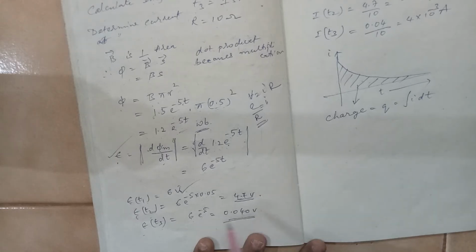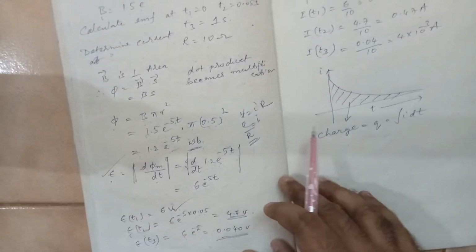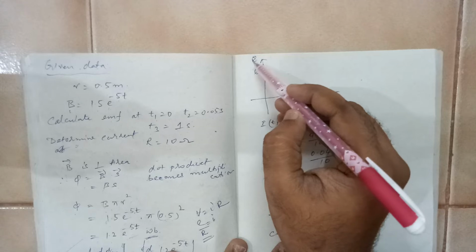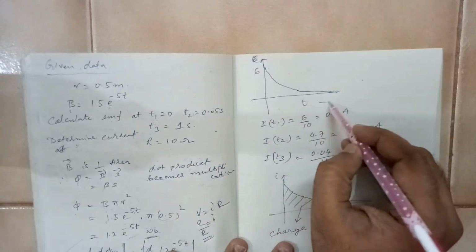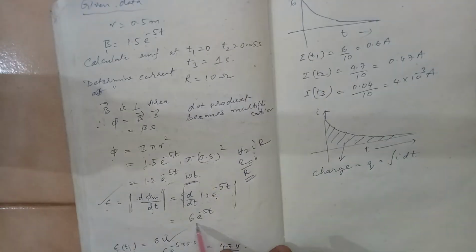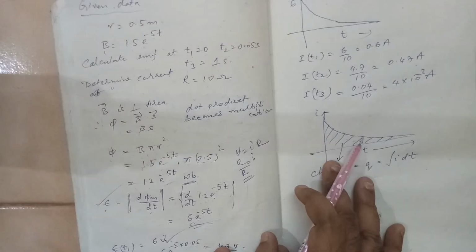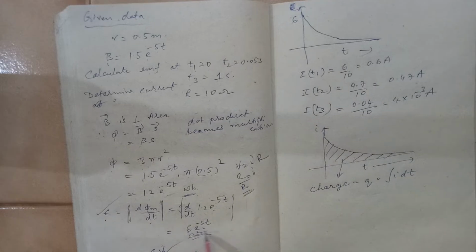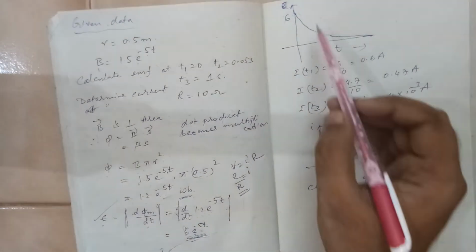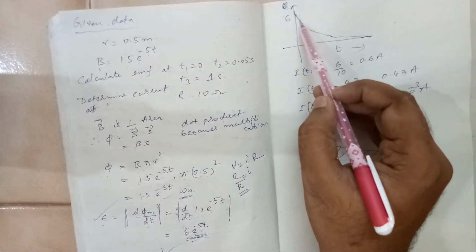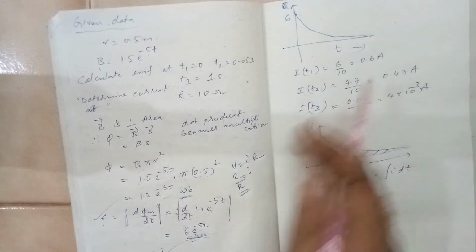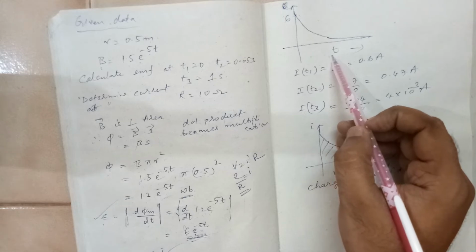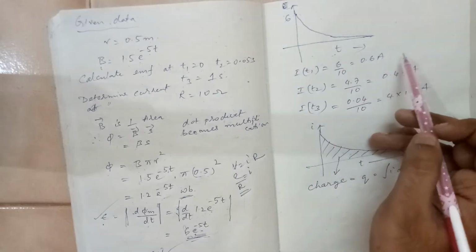You get 0.04 volts. If you plot this in a graph, this is the EMF versus time graph, because it is an exponentially decreasing function. At t is equal to 0, the exponent term becomes 0, so you get 6, and from there it will decay till infinity. If you keep larger t values, this will further decrease.